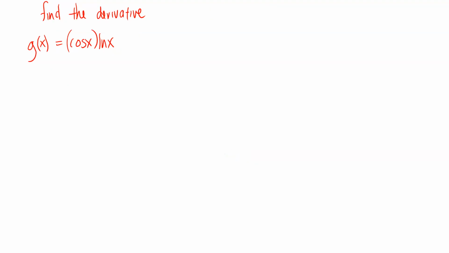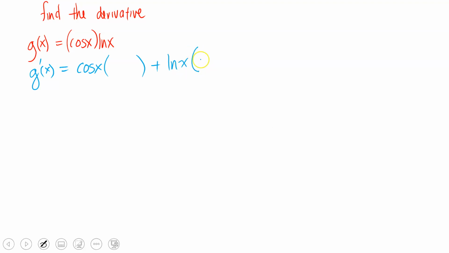Okay, now we're getting a little bit more complicated. So g of x is cosine of x times natural log of x. The first thing you're going to have to deal with is the product of two functions. I'm going to leave a little bit of a space. The derivative of a product of two functions is the first function, that's cosine of x, times the derivative of the second function, plus the second function, which is natural log of x, times the derivative of the first function. The derivative of cosine of x is negative sine of x.